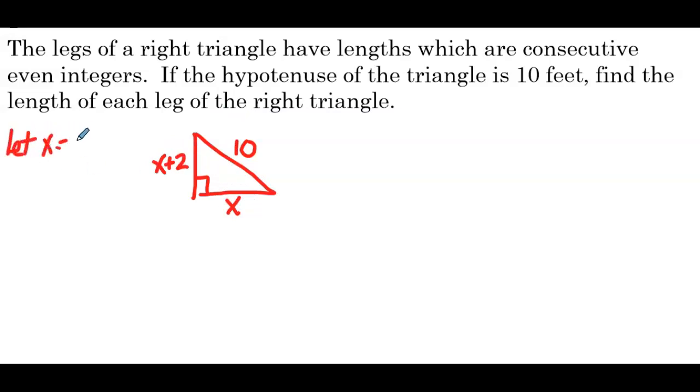So we'll let x be equal to one leg, and x plus 2 is the other leg of the right triangle. Now we need an equation to relate the sides of a right triangle together.